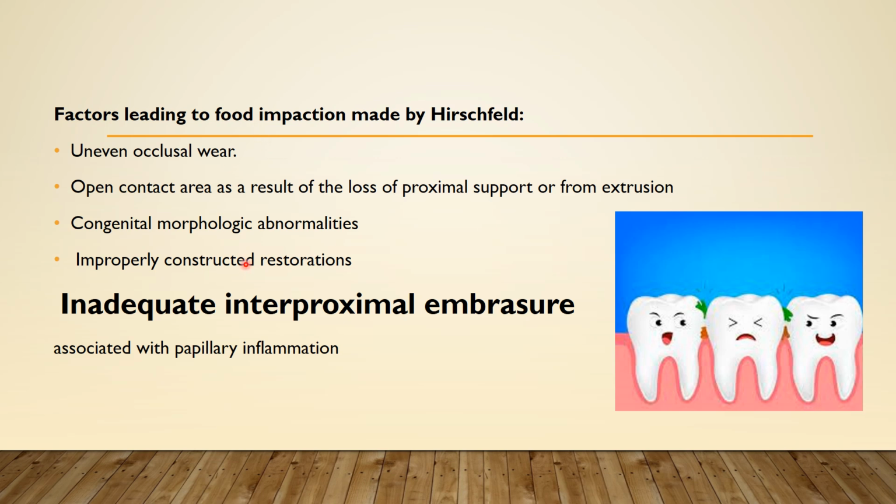So you know what is food impaction, what is plunger cusp, and what are the factors responsible for it. Uneven occlusal wear, open contact area, congenital morphological abnormalities, improperly constructed restorations. Then coming to the next point, that is inadequate interproximal embrasures. With inadequate interproximal embrasures, you can see that there will always be a black triangle.